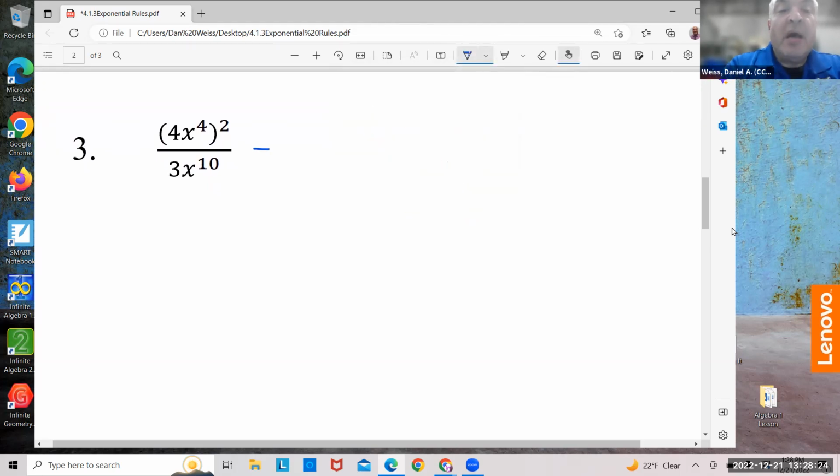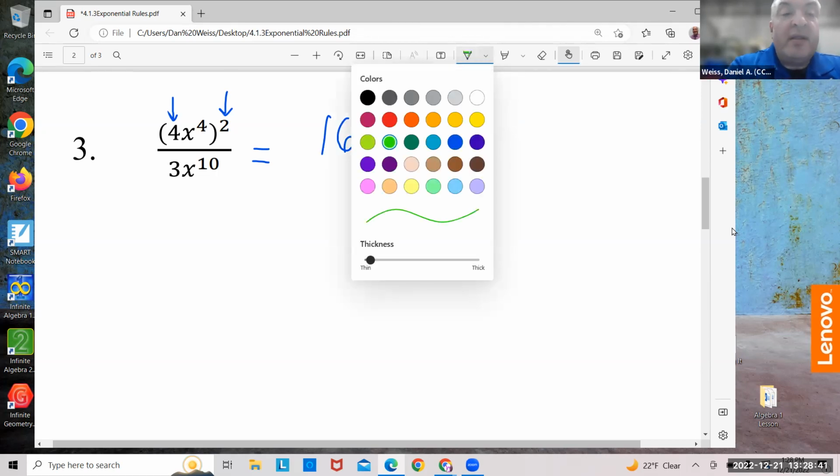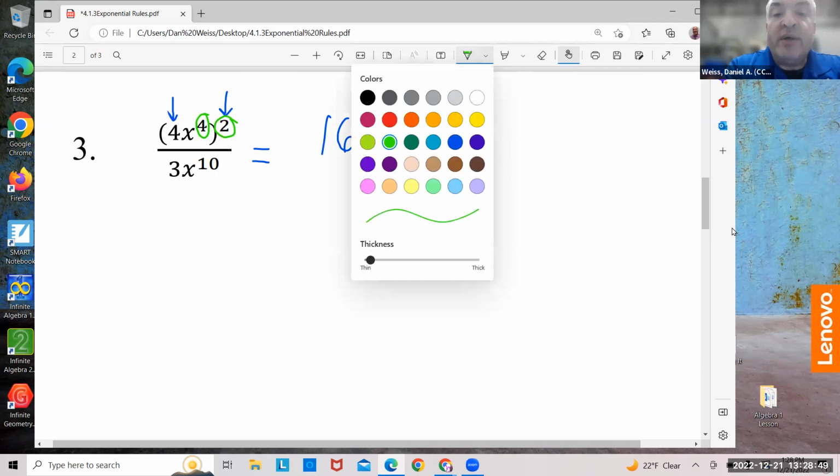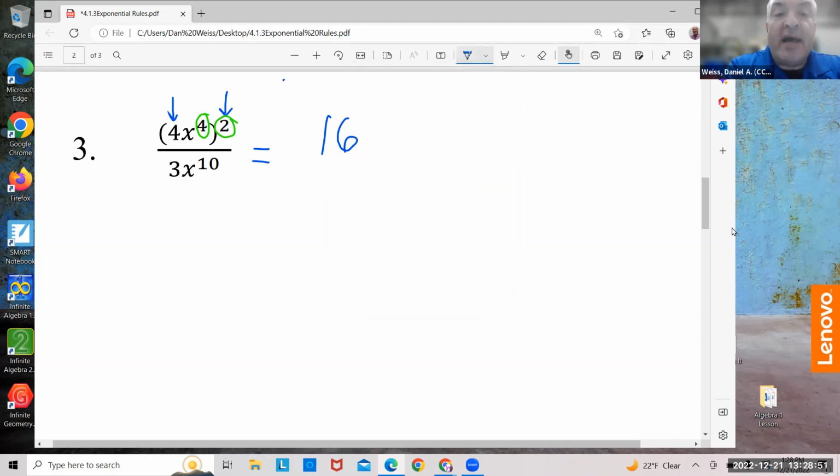Right? I'm going to start with 4 to the second power. 4 to the second power, 4 times 4 is 16, right? And then x to the 4th to the second power, I'm going to take this 4 times this 2. 4 times 2 is 8, right? So it's going to be x to the 8th all over 3 x to the 10th.